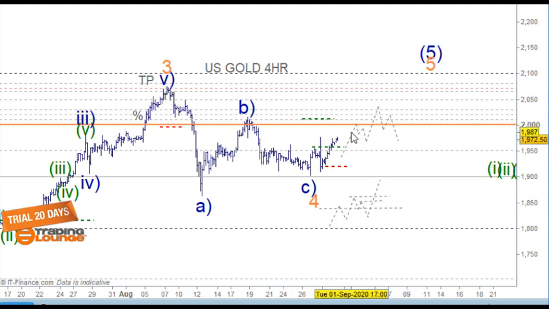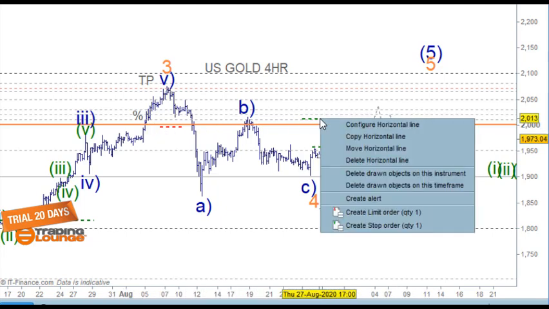We need to see the market further up. This is where the risk is here, but I've mentioned this before as well. Normally we would just get to here, get out, wait for the correction, and then get back in over here.